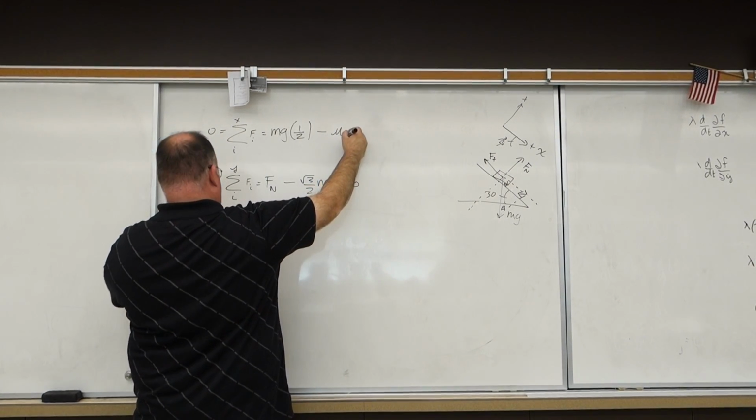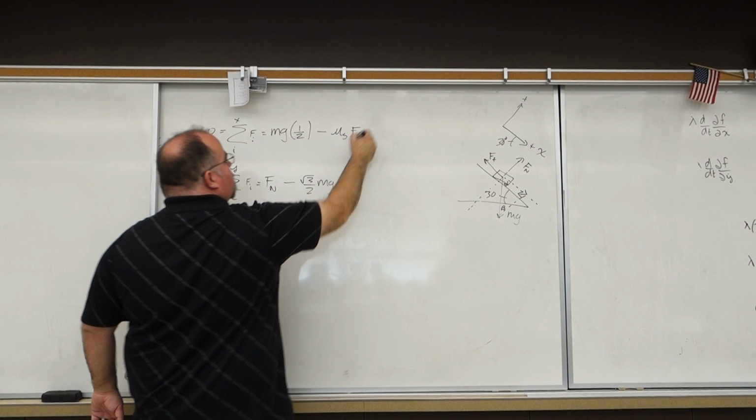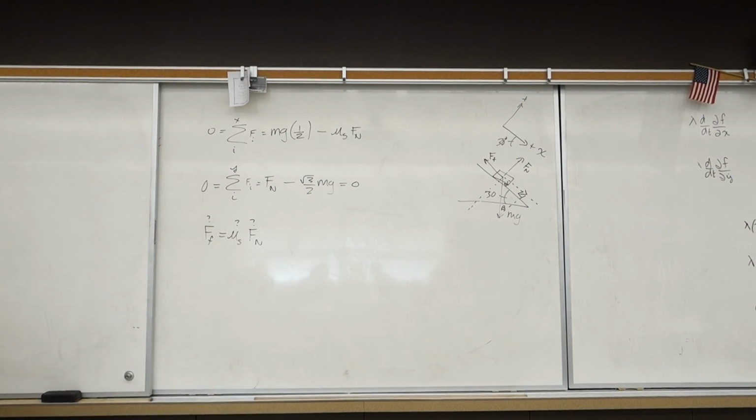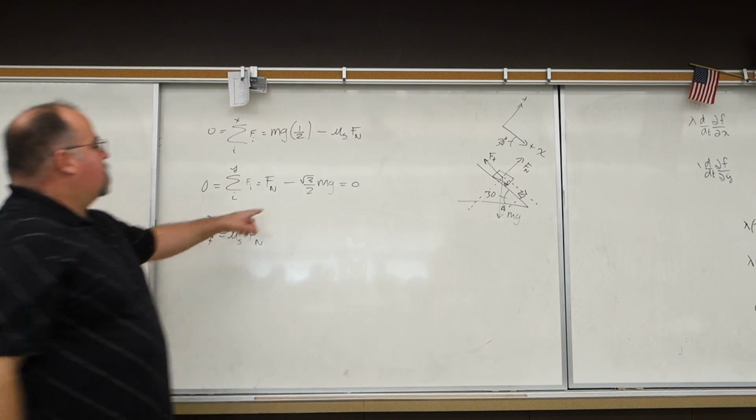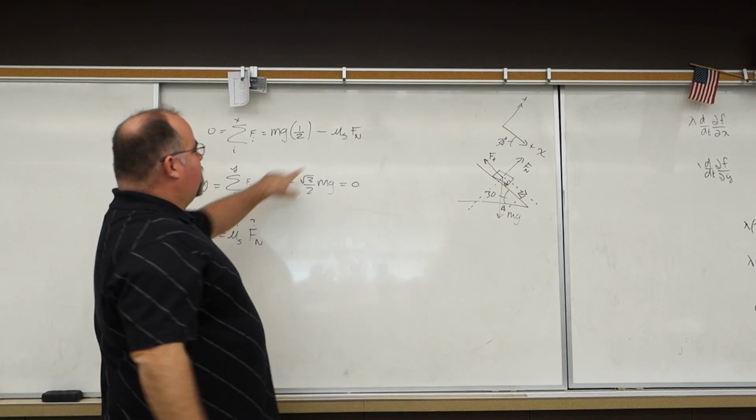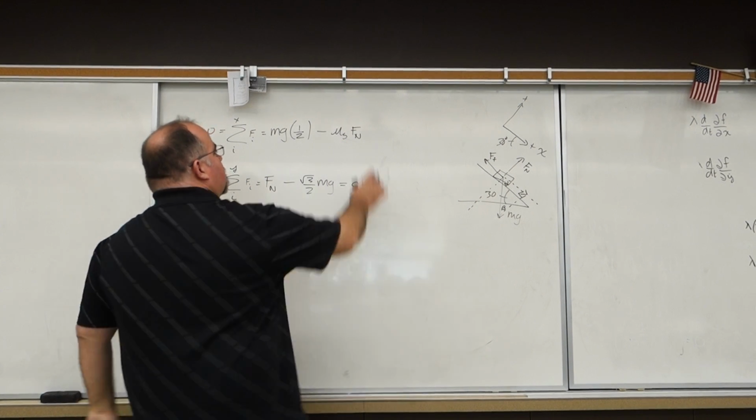Mu sub s, that force is the normal force. Now we don't have F sub n, so what do we do? The normal force is positive root 3 over 2 times m g. So then you could just replace that. You could sub that into F sub n. So boom.